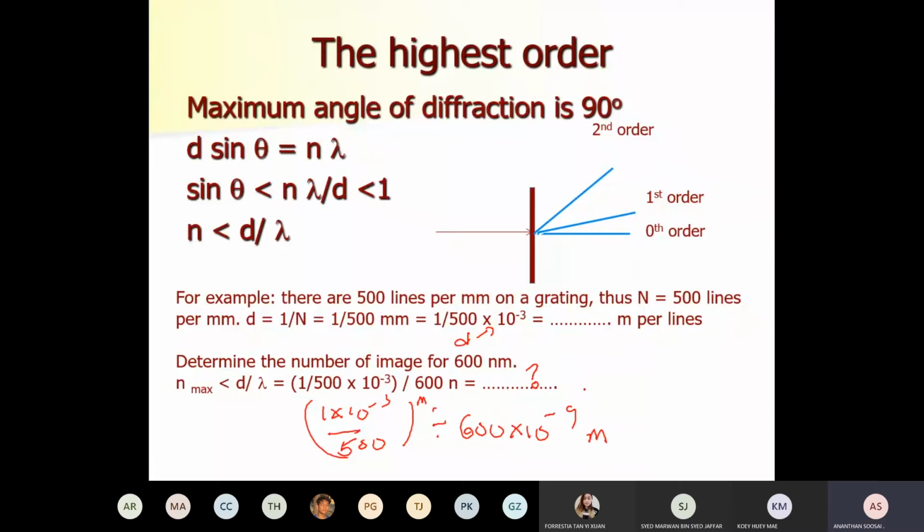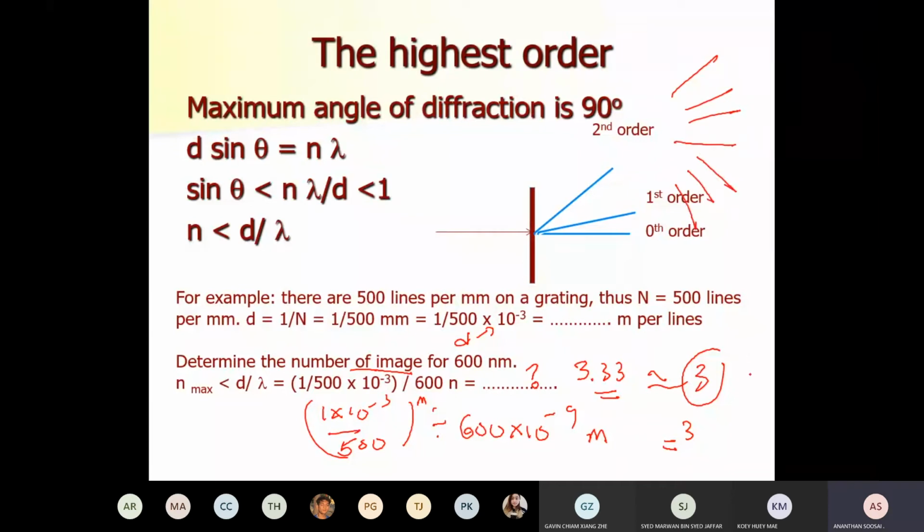Anyone, what is the n max you get? 3. Is there any decimals? 3.33. Okay, so 3.33. Therefore, n max is 3. So, determine the number of images for 600 nanometer. What is the total number of images observed on the screen? So 3 on top, and down also you will have another 3. Center is the 0 bright, so altogether there will be 7 appearances. 7 images will be formed on the screen, bright spots.